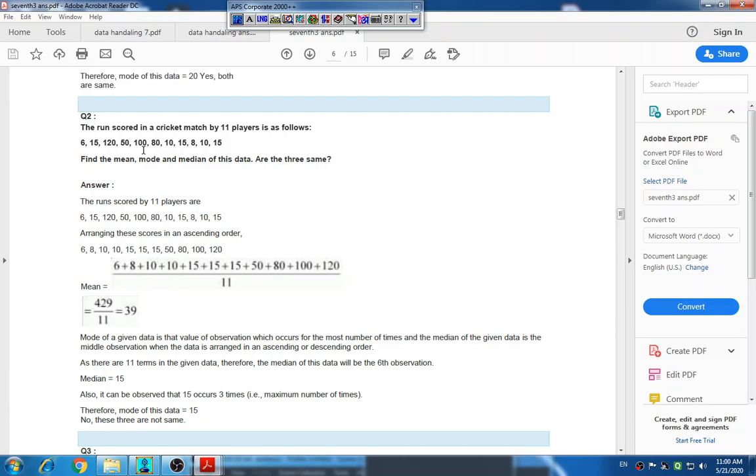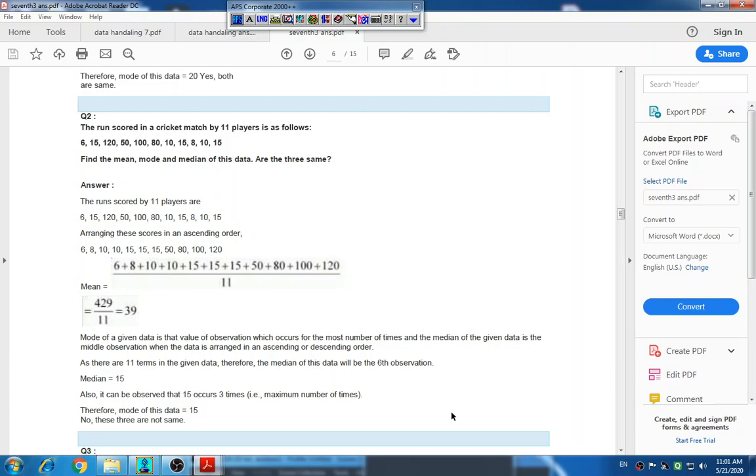and the median of the given data is the middle observation when the data is arranged in ascending or descending order. As there are 11 members in the given data, the median of this data will be the sixth observation. 11 is an odd number and we can easily find the middle observation. So the median is 15. It can also be observed that 15 occurs 3 times, which is the maximum number of times. Therefore the mode of this data is also 15. So the mean is 39, the mode and median are 15. So, these three are not the same.